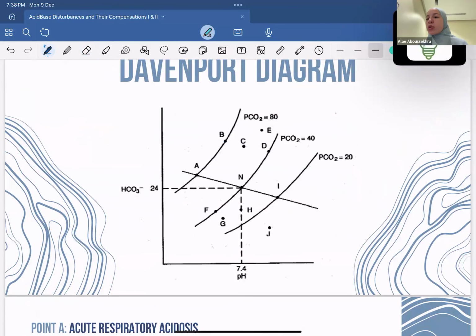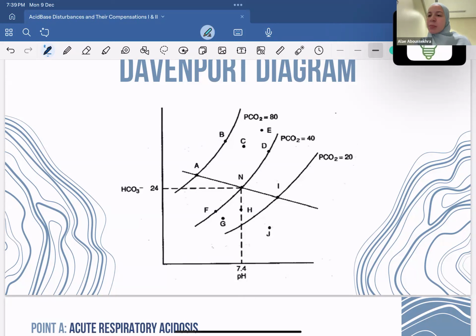Why is it respiratory? Because CO2 is increased. Why is it acidosis? Because the pH is decreased. And the compensation is the bicarbonate being increased. Okay, so that's point B. Let's take another point. Let's look at point C. So point C, if we start to look at it, we look at pH. It's kind of normal, right? It's really close to the normal. So okay, let's say that pH is normal. And then let's look at the other stuff. Let's look at CO2.